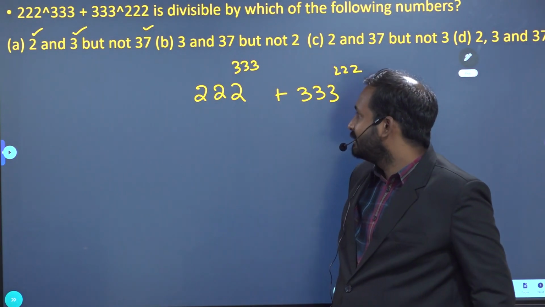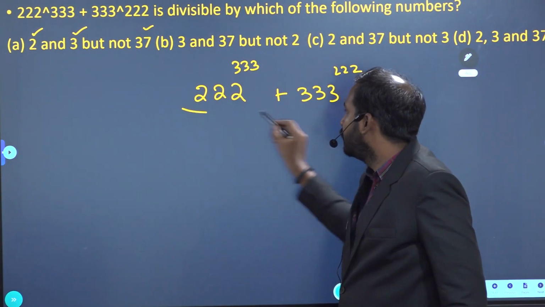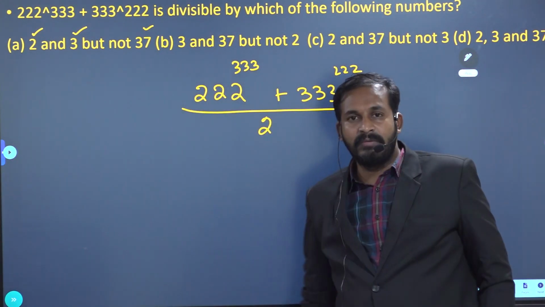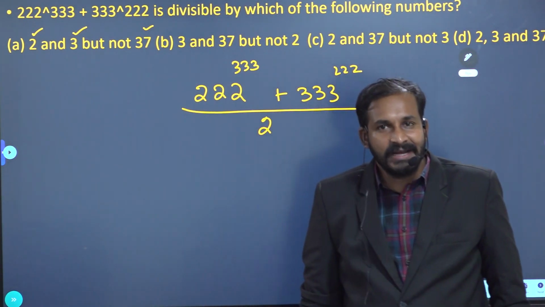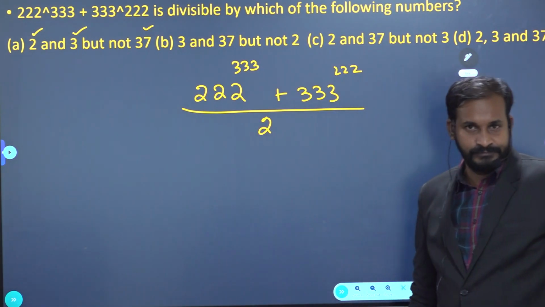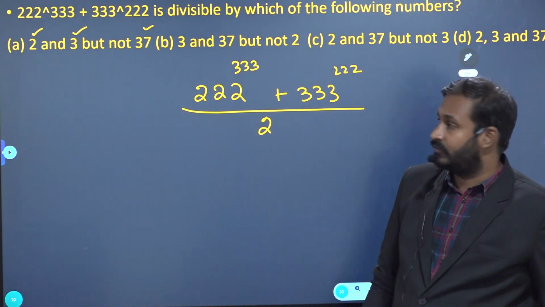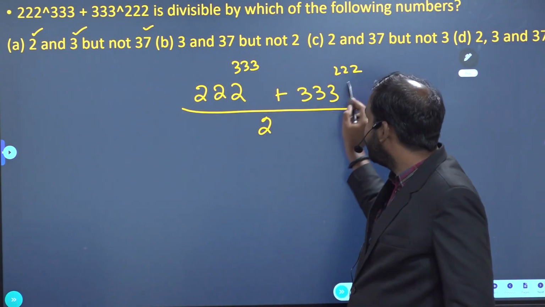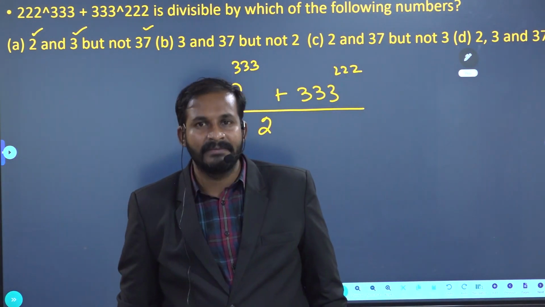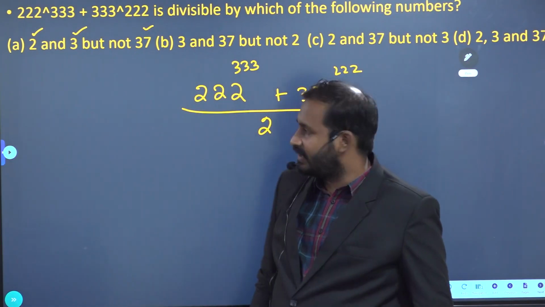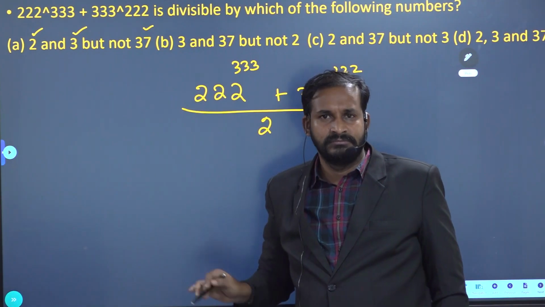Please see here, students. One thing is very clear. In general, which number will be divisible by 2? If it is an even number, then it is divisible by 2. Else it is not divisible by 2. This value anyway we will get an even number, but 3 power anything, will we get an even number? No, we will not get an even number. Because of that reason, this number will not be divisible by 2 at all.